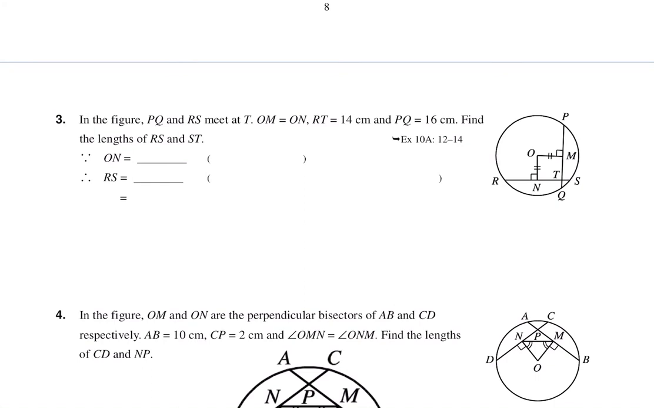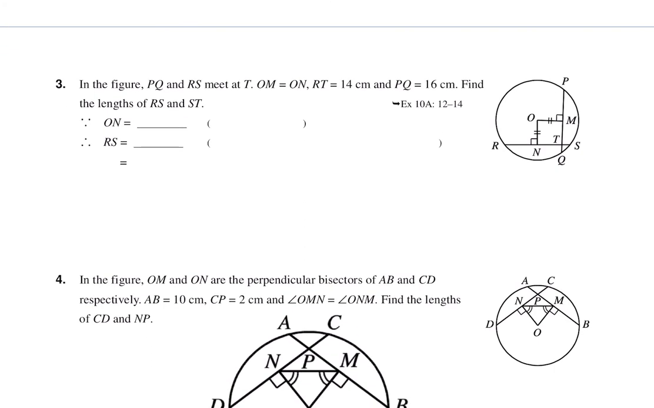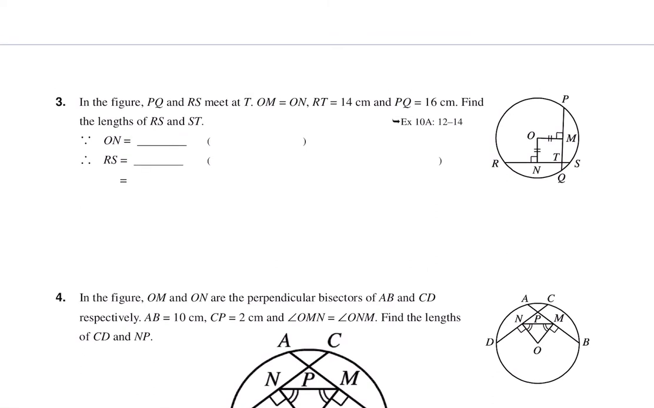Here, number 3. So we have a PQ here, and then we have RS here. We know that RT is 14. OM. Okay, this first line first. OM equals ON. What does that give you? Yep, they are the center lines. It comes from center to the chords, right? And they are equal, so that shows that your chords are also equal.